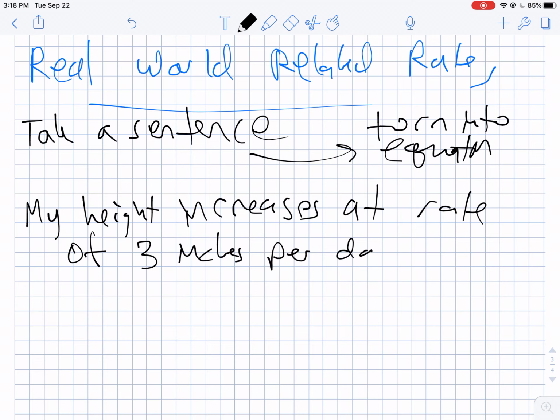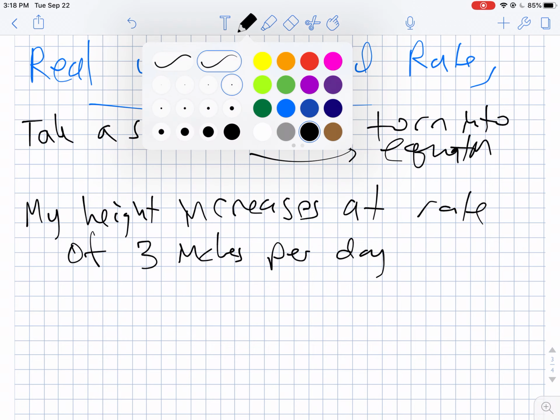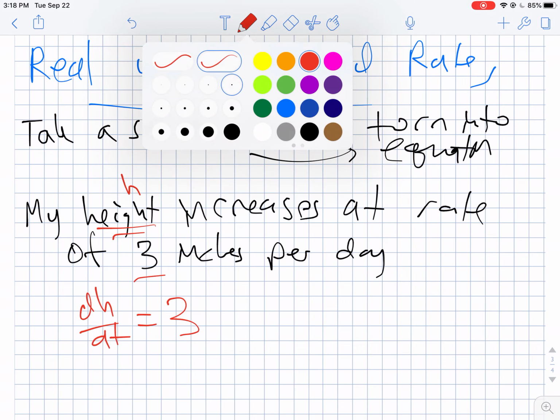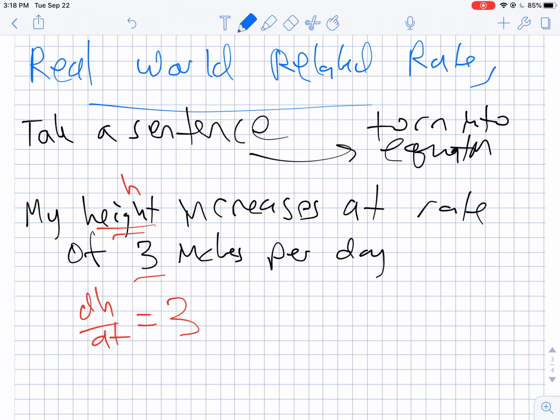We're going to think about this as like, okay, your height is increasing. So that h, the derivative of h is going to be 3. So dh dt is equal to 3. Like taking a sentence like that and turning it into some variable, some derivative variable is changing over time, right? Let's look at something else.